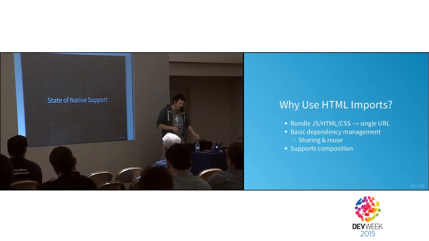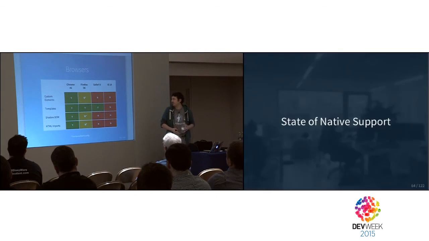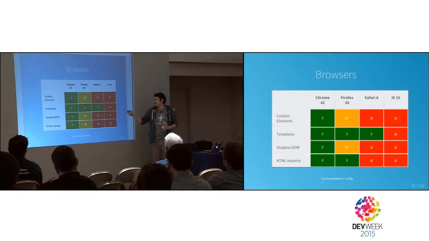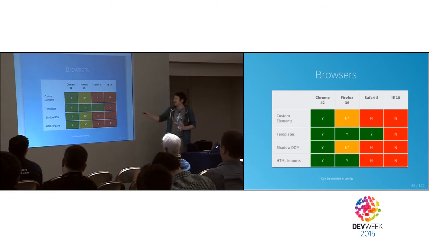So the important thing is the state of native support, obviously. As you'd expect, Chrome are absolutely leading the way. Firefox, I think that might be wrong. I think they might support custom elements now. But basically, you can use them in Firefox. Safari and IE, I think you kind of expect it to look a bit like this. In Firefox, you can definitely enable things like shadow DOM and HTML imports.